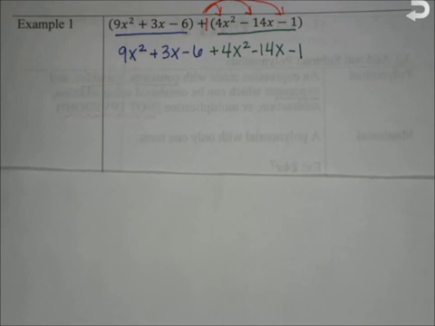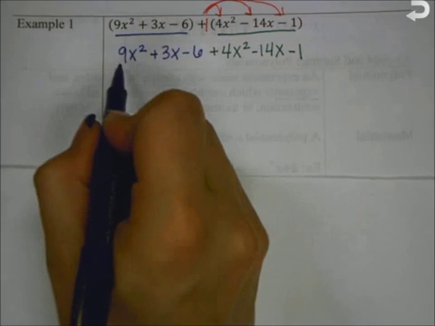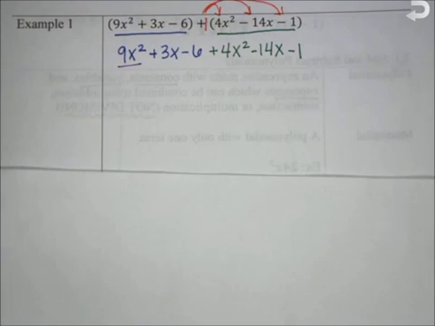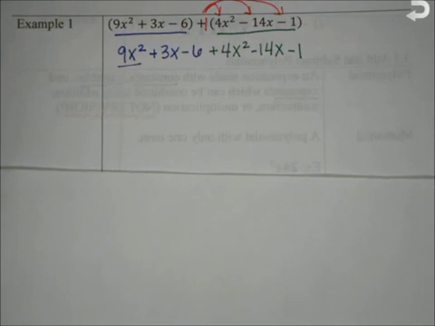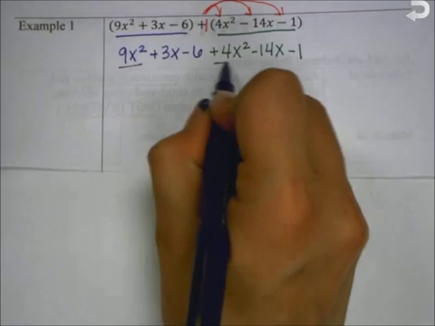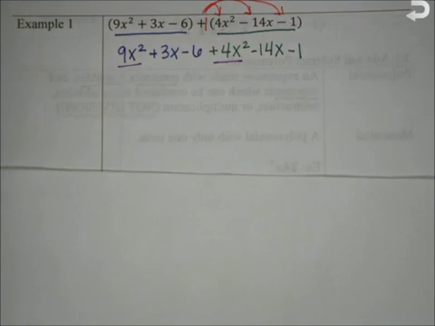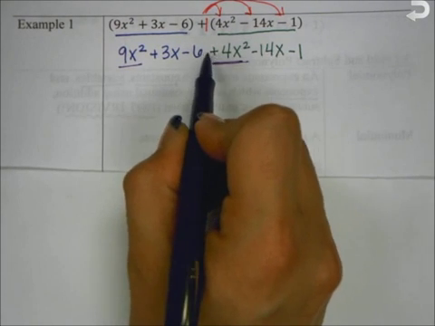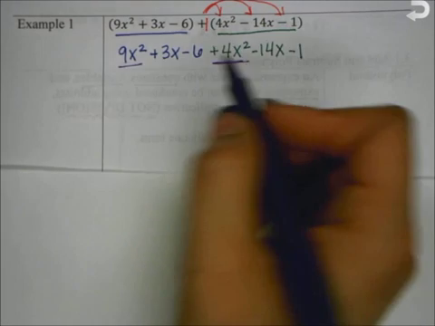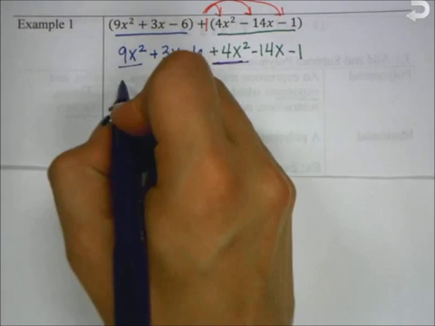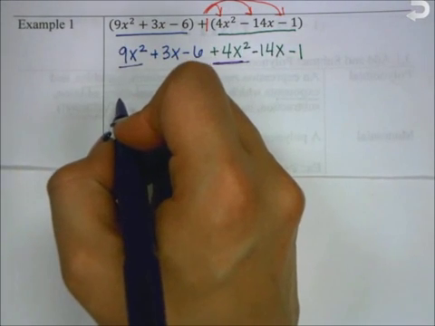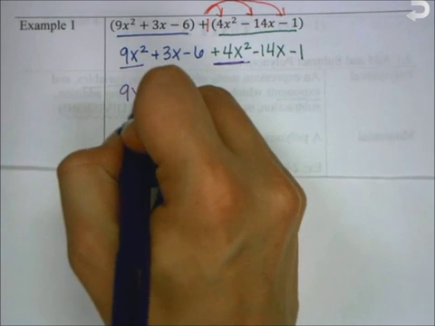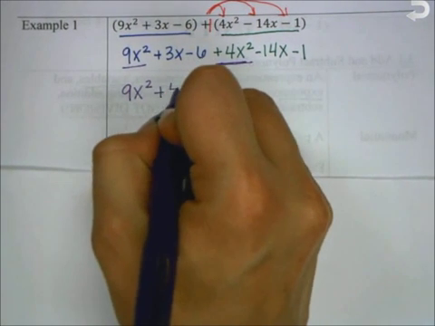I have a 9x squared. What's a like term to 9x squared? 4x squared. Good. Now, is this 4x squared a positive or a negative? It's a positive. So I'm going to rewrite it and put my like terms next to each other. This is called grouping the like terms. So we would have 9x squared plus 4x squared. Okay, so my x squareds are next to each other.